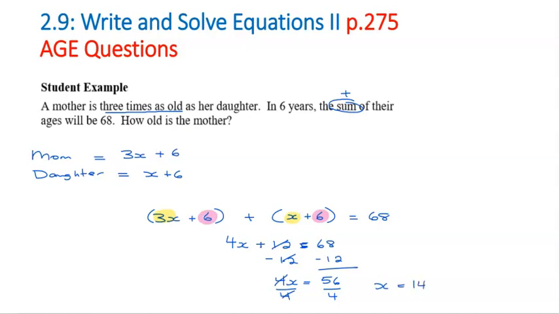Now remember, we need to go back and answer the question, how old is the mother? Well, x is the daughter, and this is the daughter right now today. In 6 years, the daughter will be 20. Mom is 3x, so she's going to be 3 times 14 right now. And so mom is 42. And so we can write that answer down. Mom is 42.